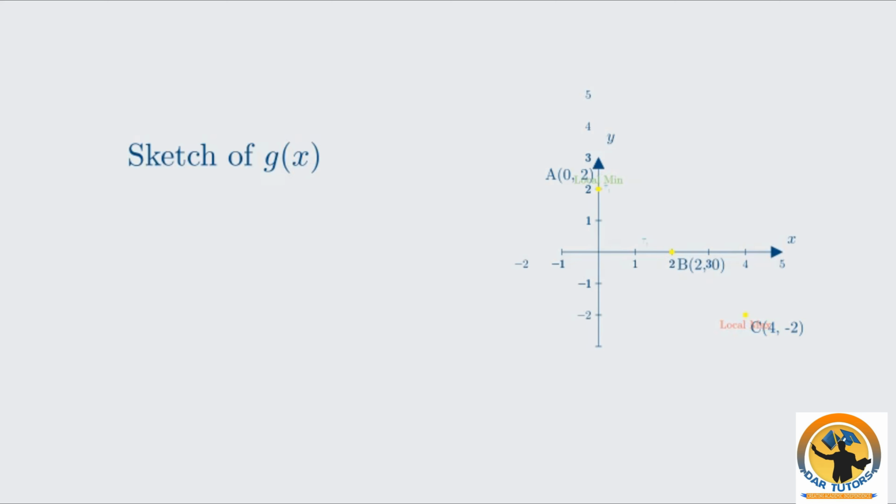We know there are points of inflection at x equals 0 and x equals 2. Point A is at x equals 0, so it's both a local minimum and a point of inflection. Point B is at x equals 2, so it's a point of inflection.